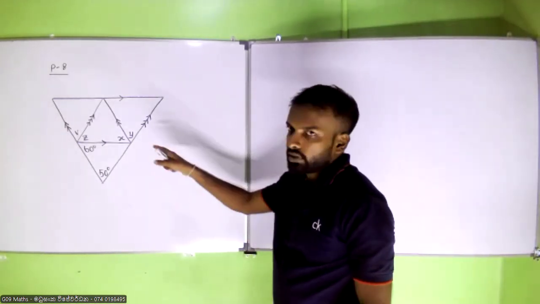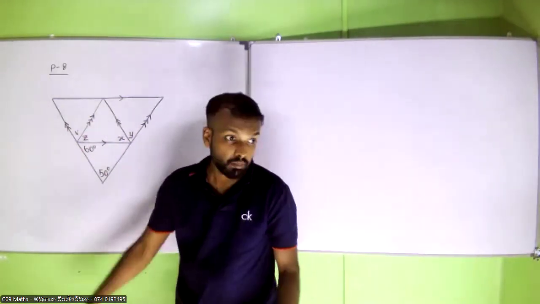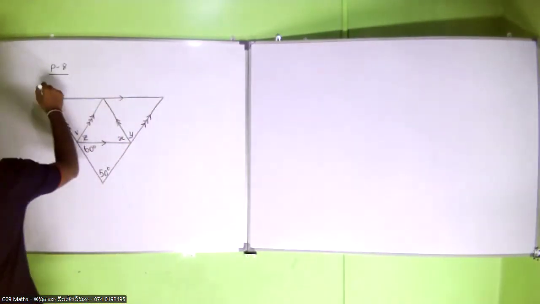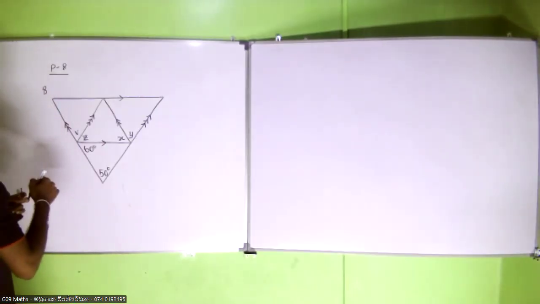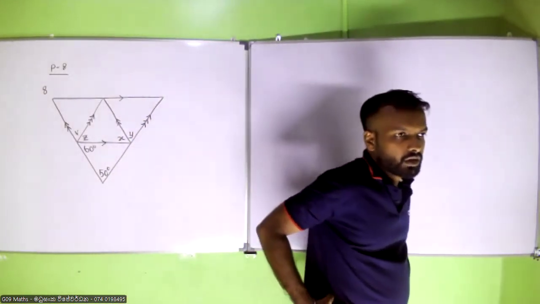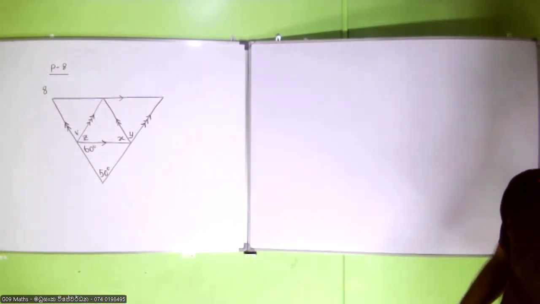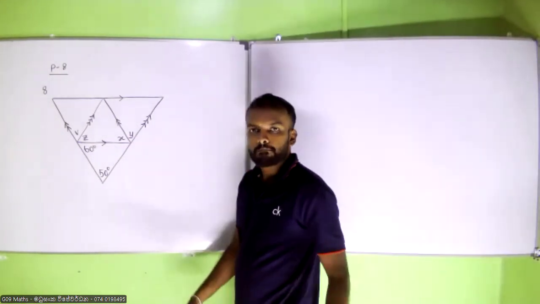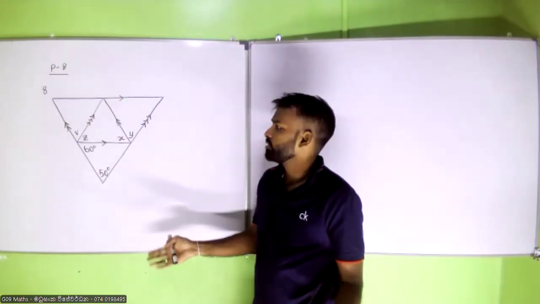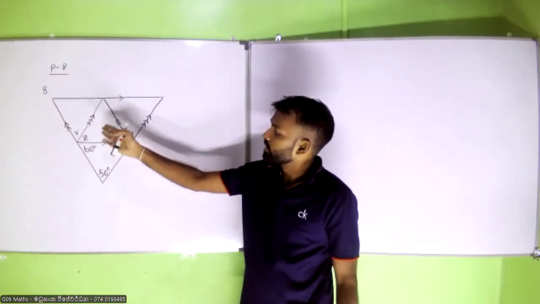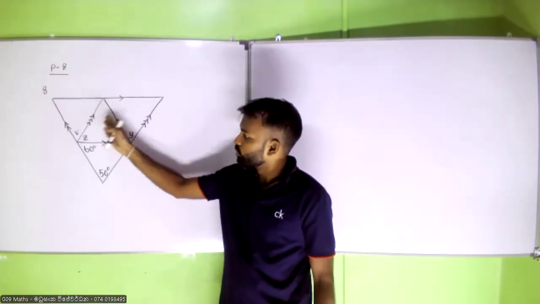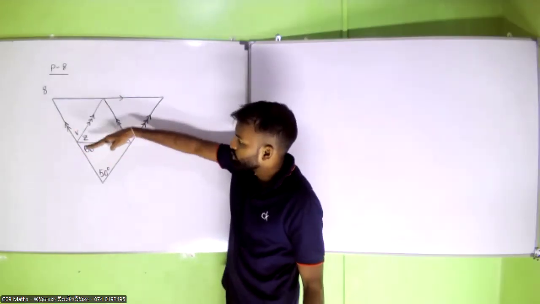Right, so this is it. Make the figure, page number 8, question number 8. You have to find the values of v, x, y, z. How to begin? The most important thing is, again, you need to identify alternate angles, corresponding angles. You can see a lot of parallel lines. These two lines are parallel.